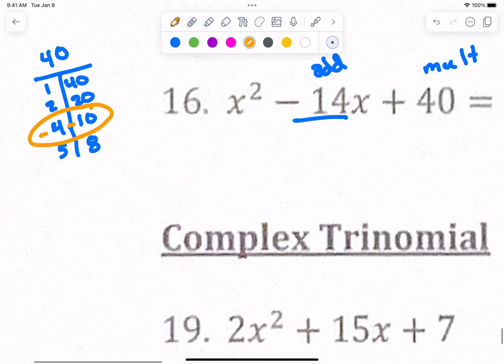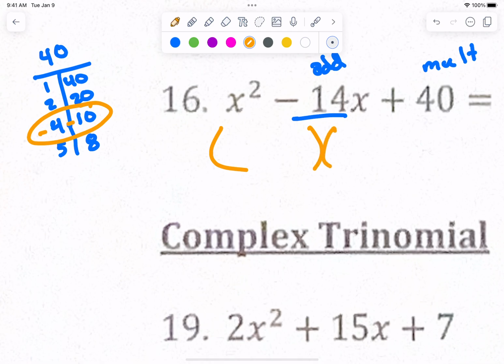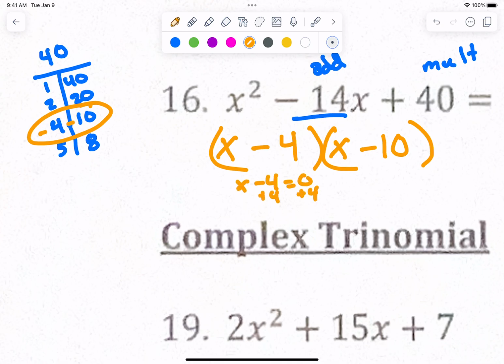Got it? Okay, so my bubbles. I call these little bubbles. Okay? X goes here and X goes here. My two numbers were negative 4 and negative 10. So if I set X minus 4 equal to 0 and I add the 4 over, right? You can do this in your head. X equals 4. That's one of my zeros or one of my X-intercepts. The other one, X minus 10, you add the 10 over and X equals positive 10. You see how we get that?